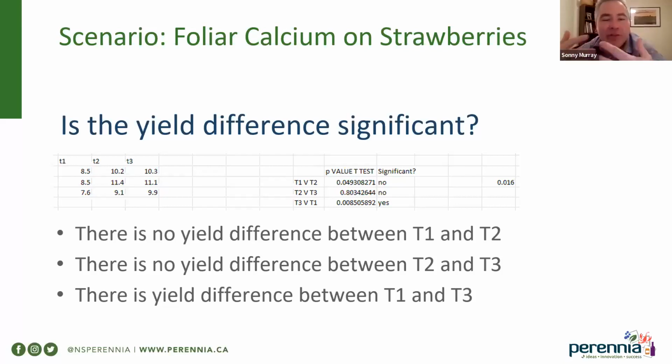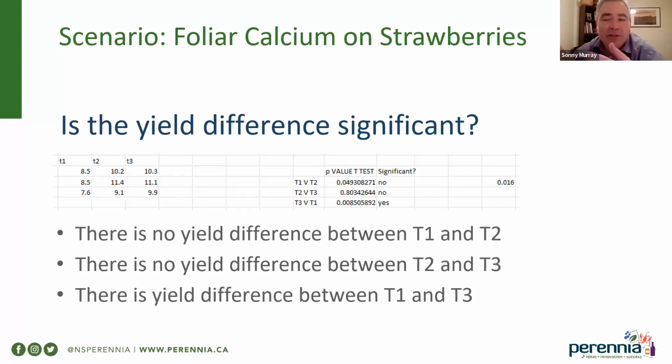But when we run the statistics on them, and the data did look tight initially, lo and behold, there is no yield difference between treatments 1 and 2 in our fictitious trial here. So then we can conclude that treatment 2 does not give us a difference in yield, an increase in yield. There is no yield difference between treatments 2 and 3.